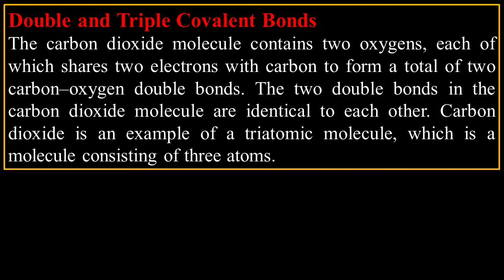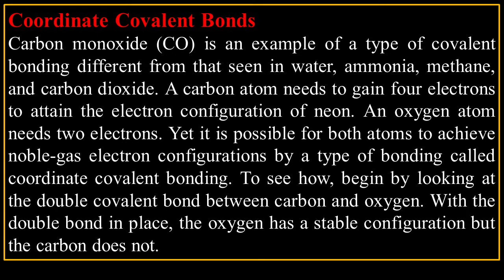The two double bonds in the carbon dioxide molecule are identical to each other. Carbon dioxide is an example of a triatomic molecule, which is a molecule consisting of three atoms. Carbon monoxide, CO, is an example of a type of covalent bonding different from that seen in water, ammonia, methane, and carbon dioxide. A carbon atom needs to gain 4 electrons to attain the electron configuration of neon. An oxygen atom needs 2 electrons.